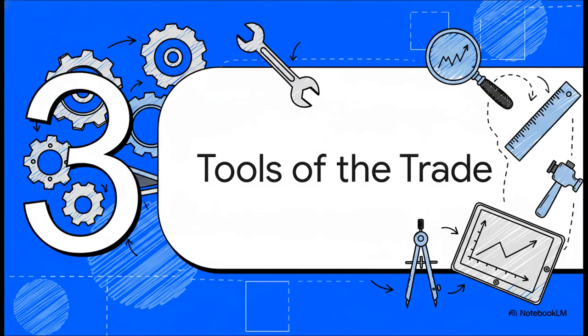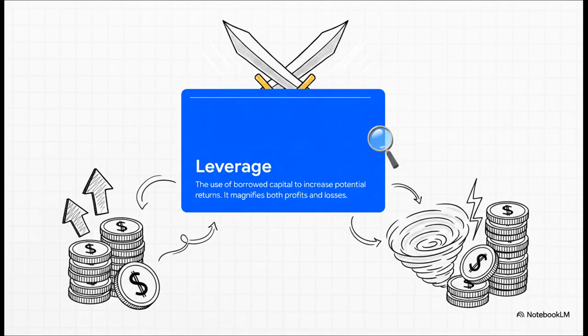So you've picked a philosophy, fundamental or technical. Great. But how do you actually put your ideas to work? Well, for that, you're going to need a specific set of tools to execute your plan in the real world. And one of the most powerful tools out there is leverage. But let me tell you, it is a classic double-edged sword. It's basically using borrowed money to control a position that's way bigger than what your own cash could handle.